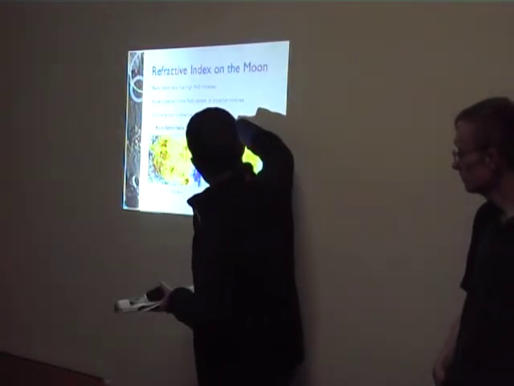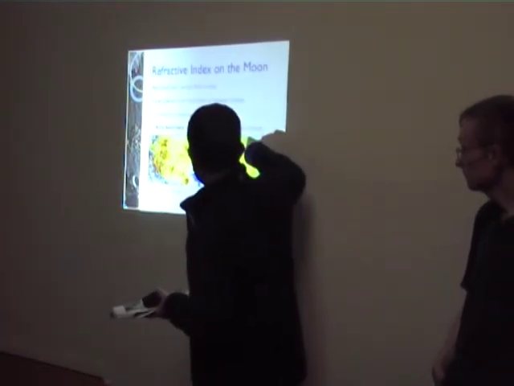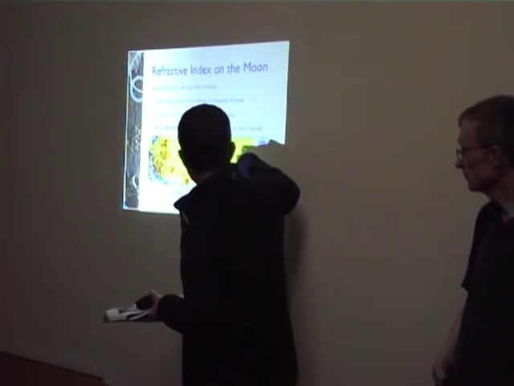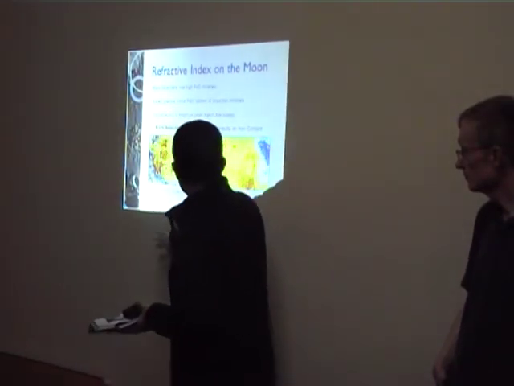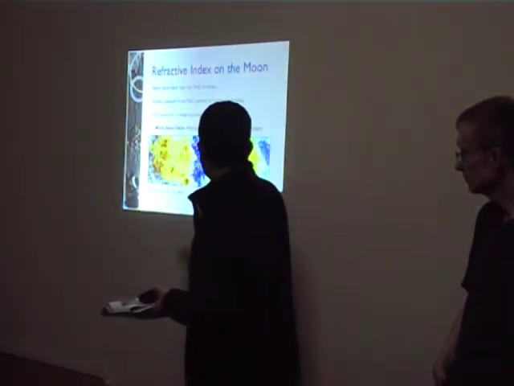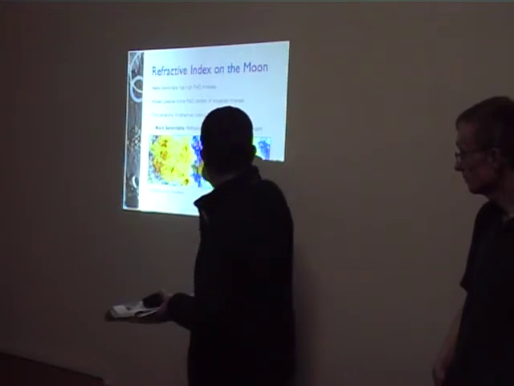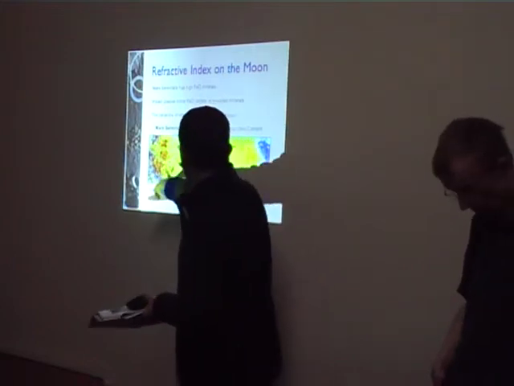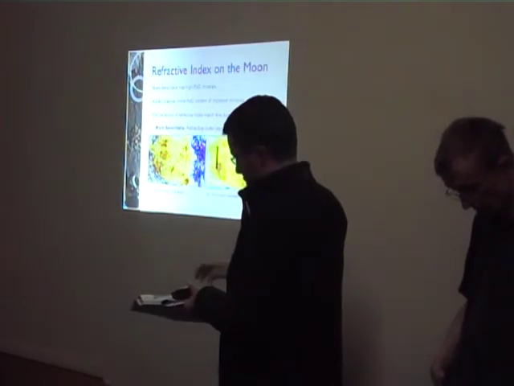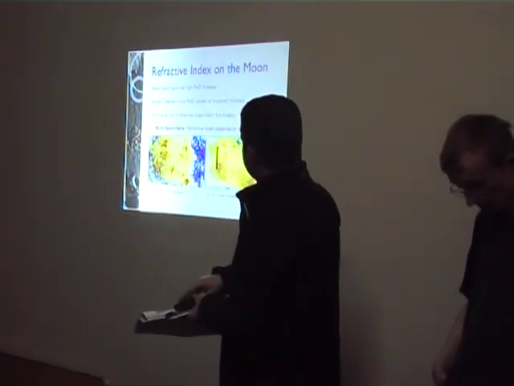There's a V shape here where the iron oxide content is low. We get large refractive index here and here and around these craters, and very low around here. We get a similar sort of picture turning up, which was encouraging.